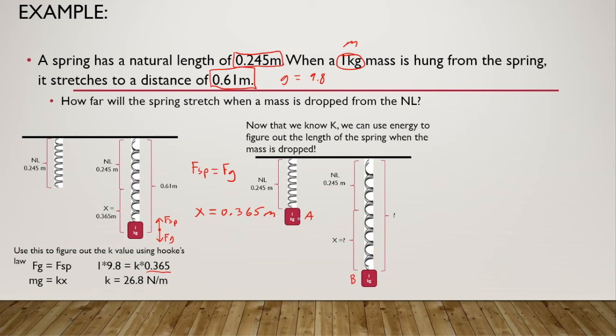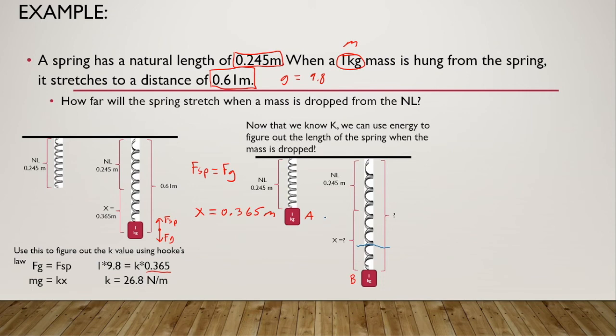Well, when we drop this mass, it's going to move down, and it's going to move back up and down and up, down and up, and it's going to kind of hover around a certain point over here. And that's our equilibrium point that we had before. But we want to figure out what's the maximum distance that this is going to stretch once it is dropped.